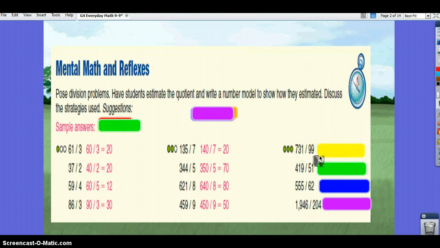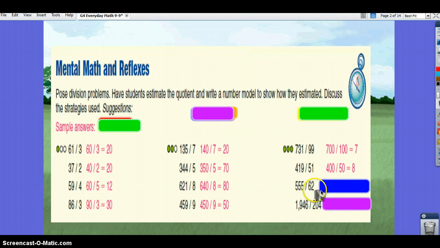731 divided by 99. Well, again, I would probably round 731 down to 700 to make my division easier, and round my 99 up to 100, so 700 divided by 100 is 7. 419 divided by 51. I'd round it down to 400, and I would round 51 down to 50 because I know 5 times 8 is 40, and my answer would just be 8.